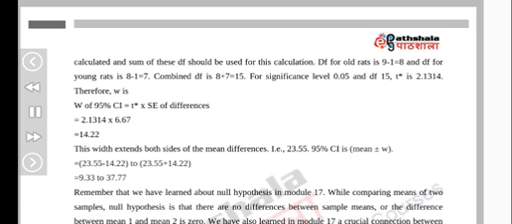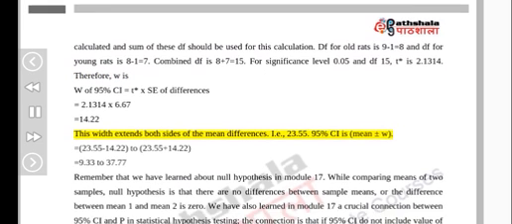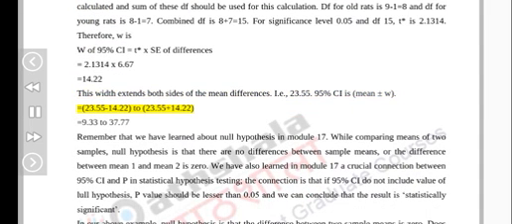The sum of these DF should be used for this calculation. DF for old rats is 9 minus 1 equals 8 and DF for young rats is 8 minus 1 equals 7. Combined DF is 8 plus 7 equals 15. For significance level 0.05 and DF 15, T is 2.1314. Therefore, W is 2.1314 x 6.67 equals 14.22. 95% CI is mean plus or minus W equals 23.55 minus 14.22 to 23.55 plus 14.22 equals 9.33 to 37.77.